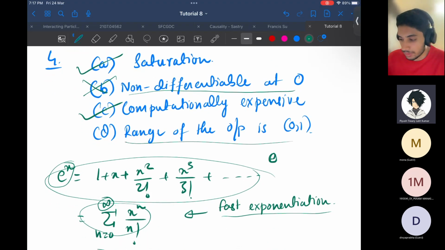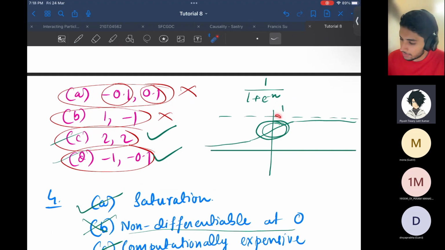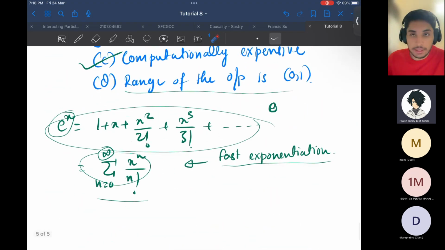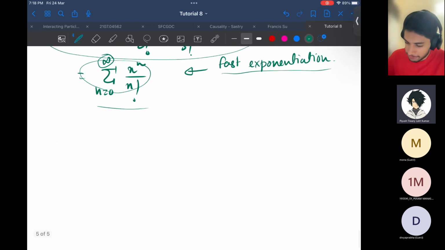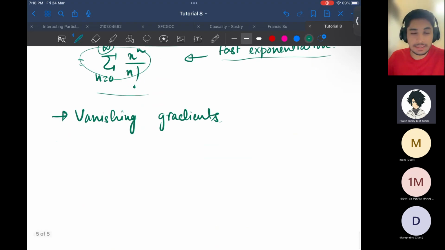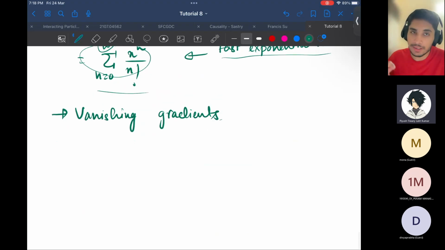Range of the output is 0 to 1. Well, is this a correct statement? Yeah, the range of the sigmoid function is always between 0 and 1, right? However, is this undesirable? Well, it is undesirable. If in the lectures you saw something called vanishing gradients. What is vanishing gradients? It is a very fancy term, but if you want to understand it in simple terms, let us consider the following.